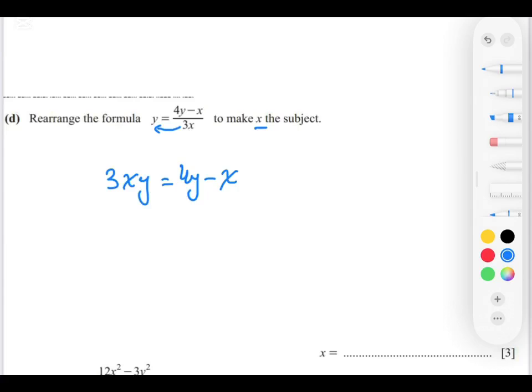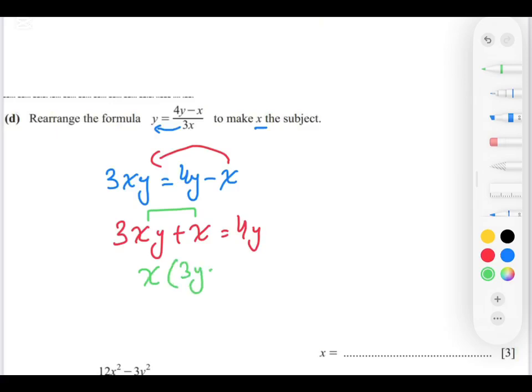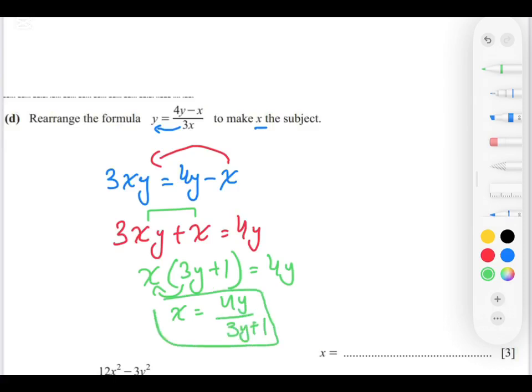As the question demands, we have to make x the subject. So I will move x to this side: 3xy plus x is equal to 4y. Now you can see that from these two terms I can take x as common, because I have to make x the subject. So 3y plus 1 will be remaining in the bracket. Now 3y plus 1 is multiplying with x, so it goes to the other side and divides. So this will be our final answer. That's a simple question.